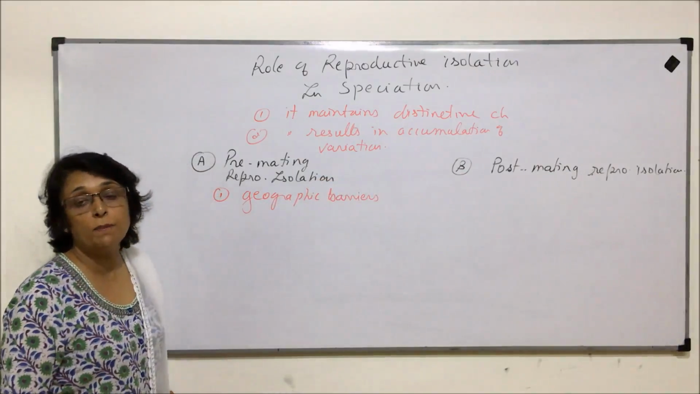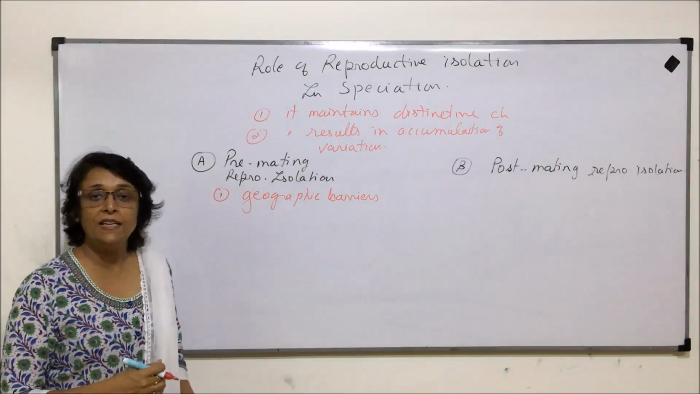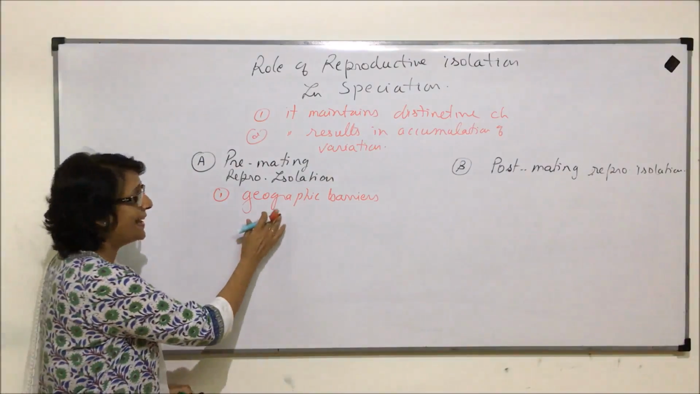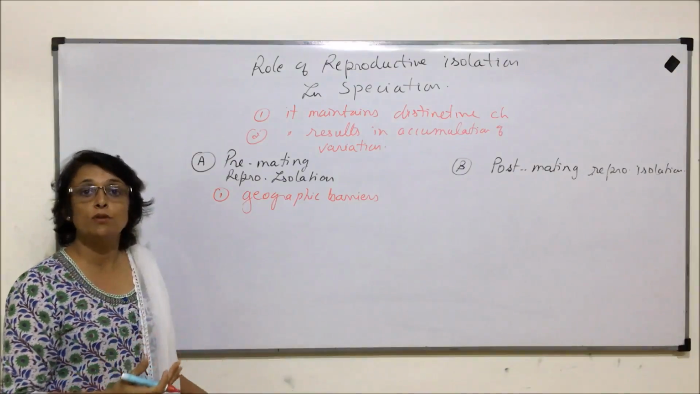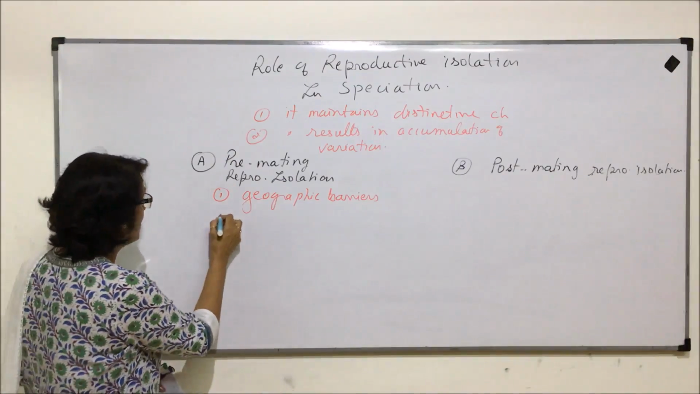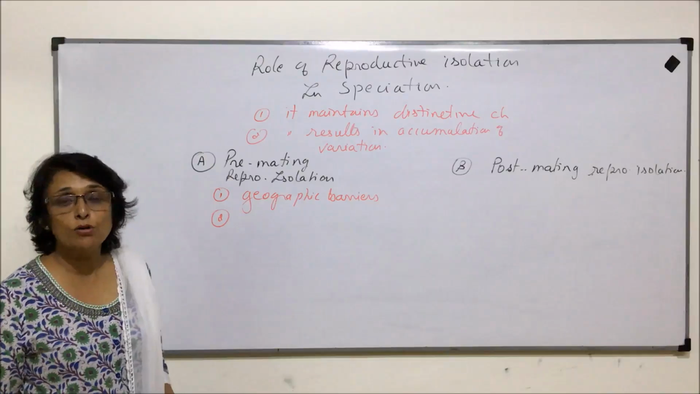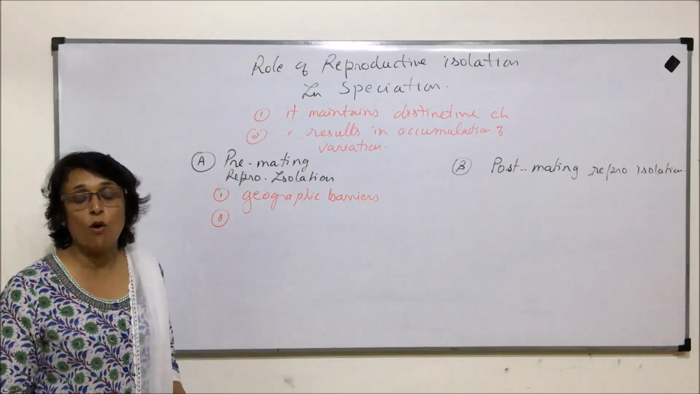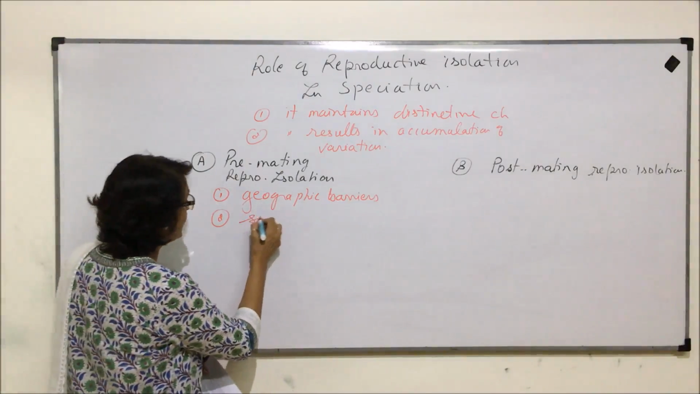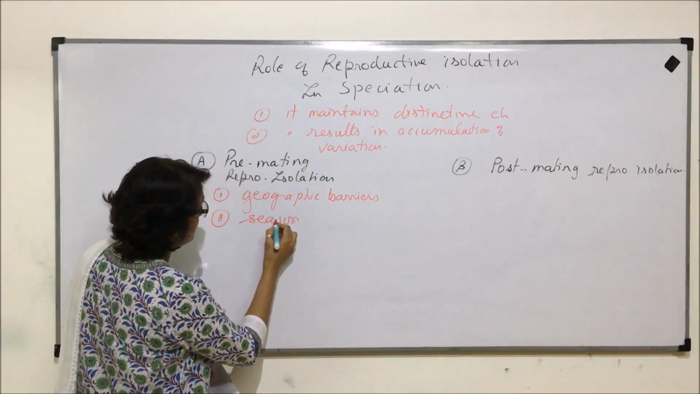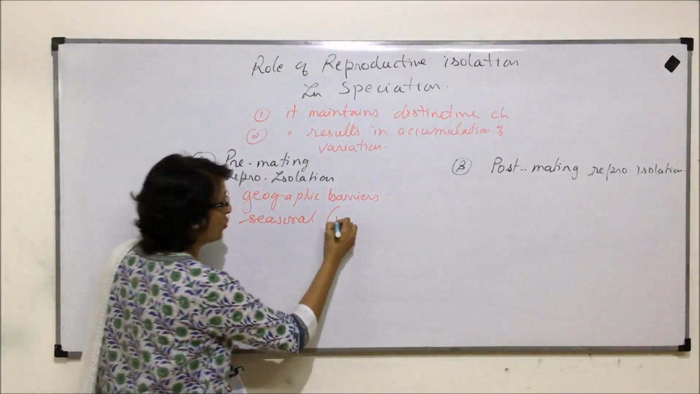That means if the members of the same species get separated by some geographical barriers like a valley or a river or a mountain, then there is a pre-mating barrier. Pre-mating means they are not even able to mate with each other or reproduce. The second is when the organisms are in different areas, they also show different time periods of the maturation or activity of their gonads. So it can be seasonal, which can depend on the day duration or photoperiod.